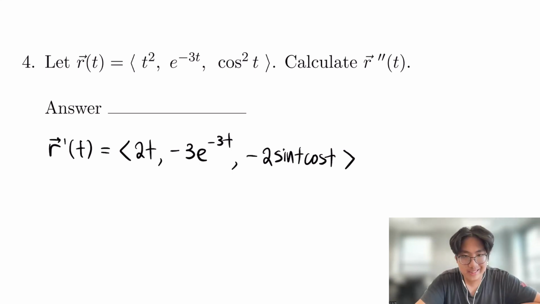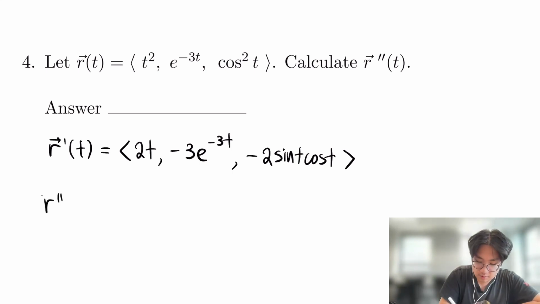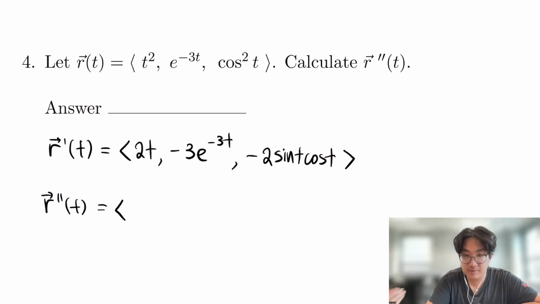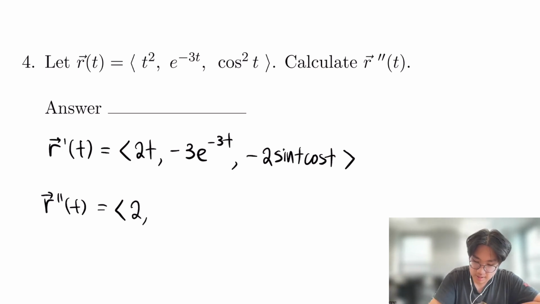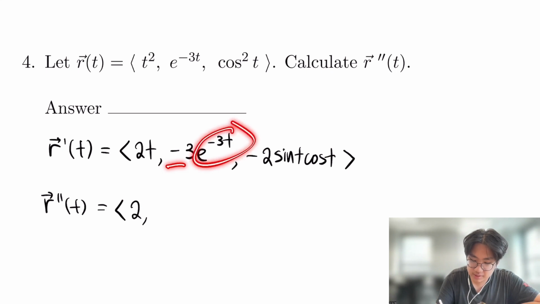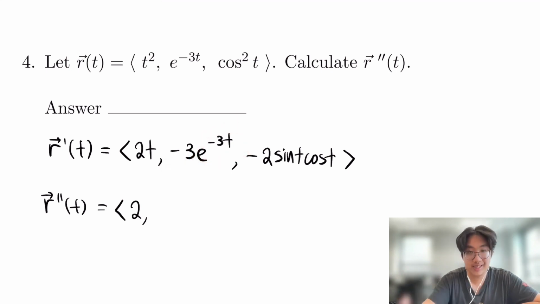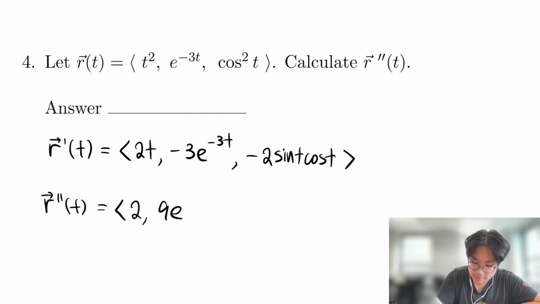From there, we just need to take the derivative once again. So we have r double prime of t. In this case, 2t, obviously the derivative is just 2. Here, we just have -3 times the derivative of this, which is again just the same thing over here. So you have 9 e to the -3t.